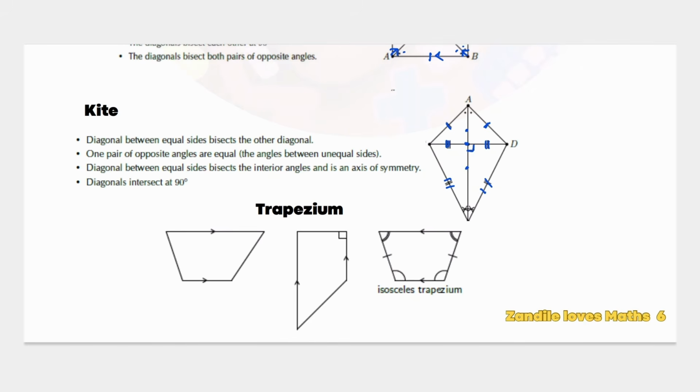And also, the diagonal at the top is going to bisect this angle, meaning these 2 angles are going to be equal to each other, and also the bottom angles are going to be equal to each other.